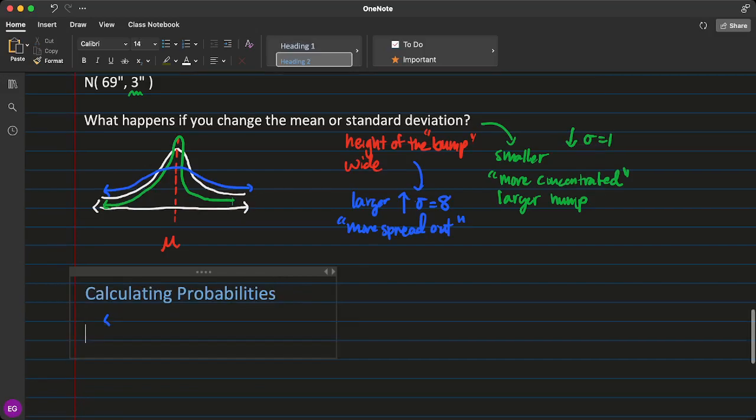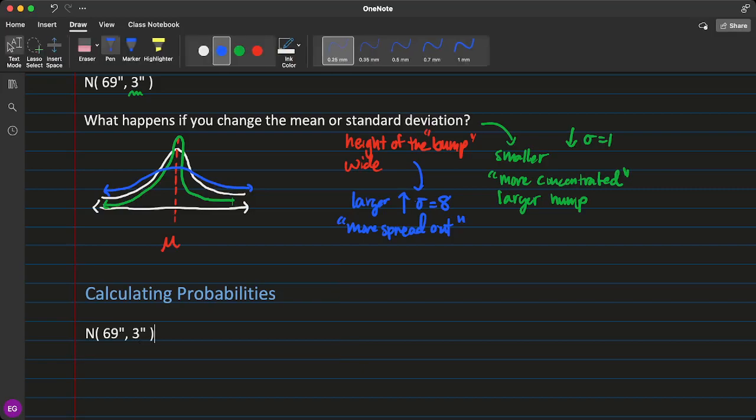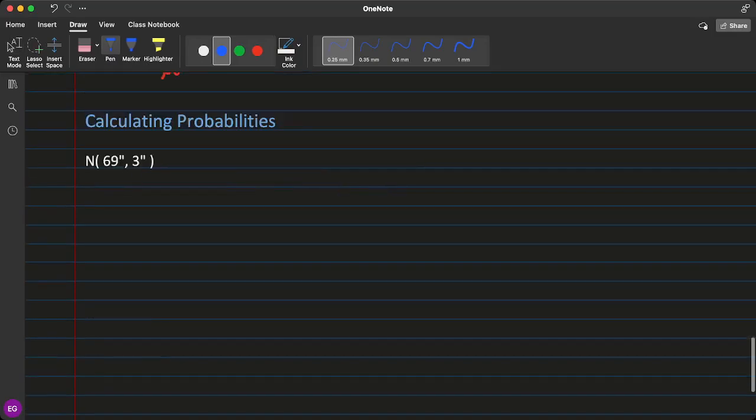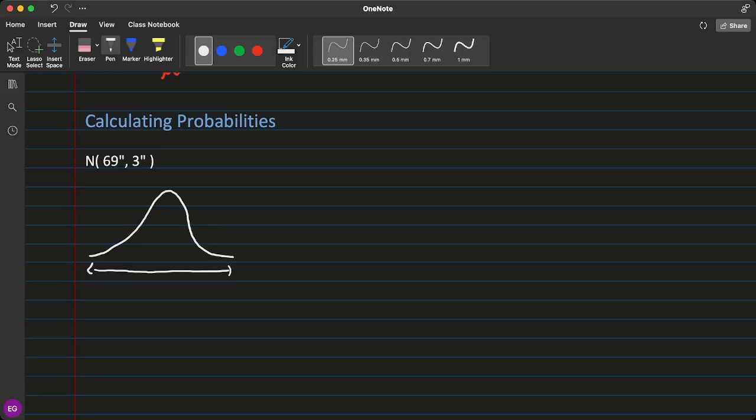Okay, so let's say that you were dealing with heights of American adult males, mean of 69 inches, a standard deviation of 3 inches. So I'm going to draw our normal distribution, the graph. So here's the height right here. They're all normal distributions. When you draw them, you just draw it like a hump like this. And then what you do is you mark the mean in the middle. So I'm going to put 69 inches.